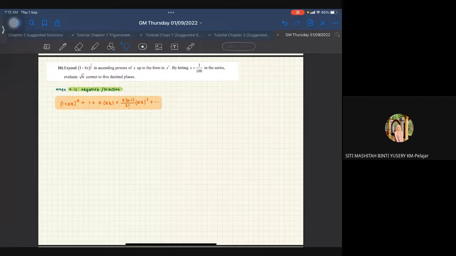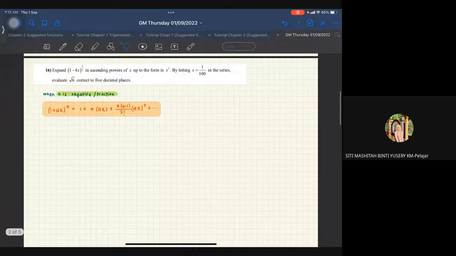Okay, so number 16, most of you yang undi dekat saya punya Google Form tu cakap you don't really understand the question, apa yang sebenarnya soalan minta. Okay, so let's read the question carefully dan kita cuba fahamkan and extract the information one by one. So dekat sini, number 16 dia cakap expand 1 minus 4x power of 1 over 2 in ascending powers of x up to the form in x cube. So dia minta kita expand kita punya expression sekarang ni.